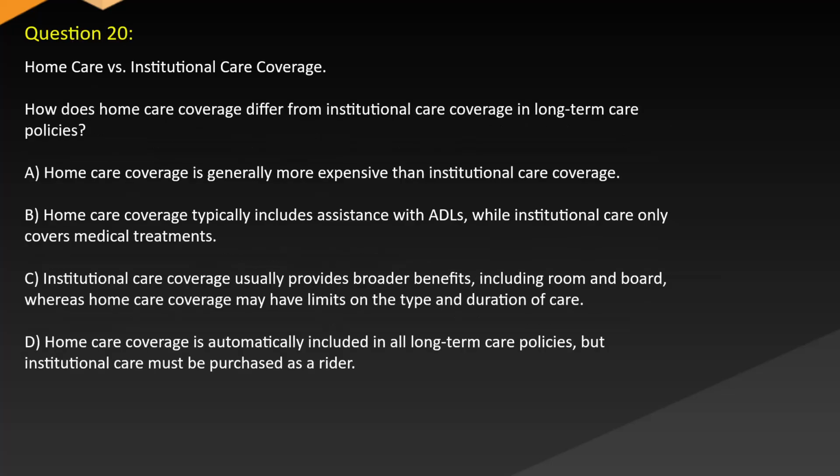Question 20. Home care versus institutional care coverage. How does home care coverage differ from institutional care coverage in long-term care policies? A. Home care coverage is generally more expensive than institutional care coverage. B. Home care coverage typically includes assistance with ADLs, while institutional care only covers medical treatments. C. Institutional care coverage usually provides broader benefits, including room and board, whereas home care coverage may have limits on the type and duration of care. D. Home care coverage is automatically included in all long-term care policies, but institutional care must be purchased as a rider.